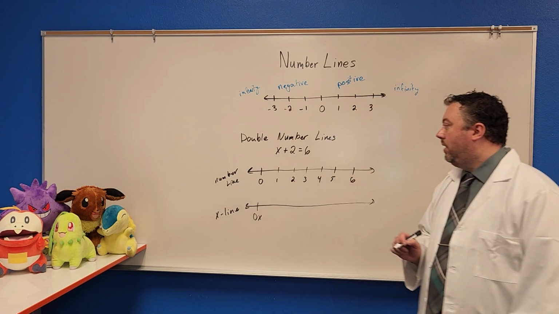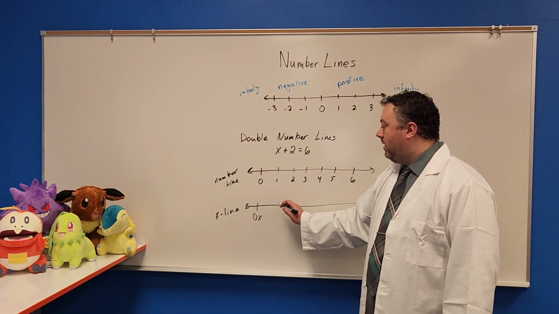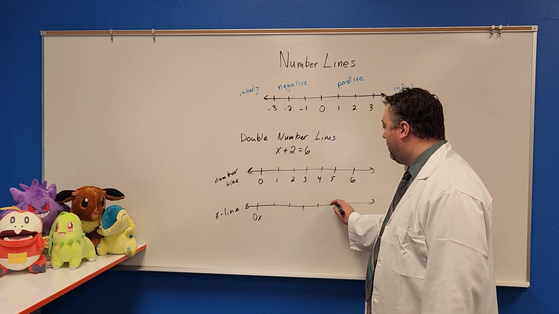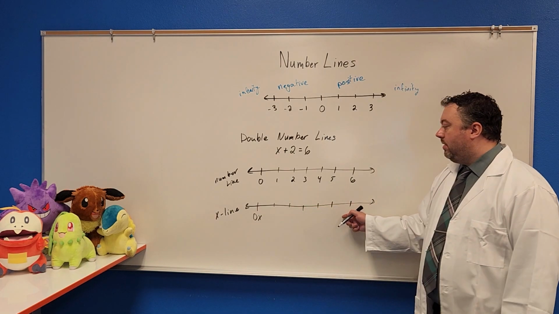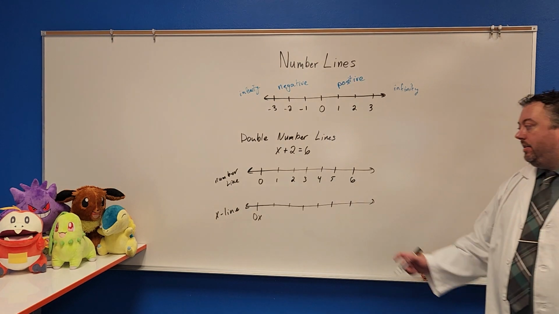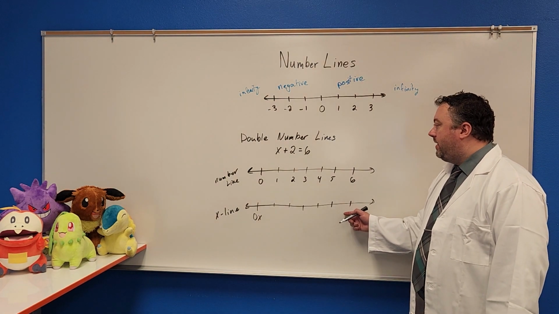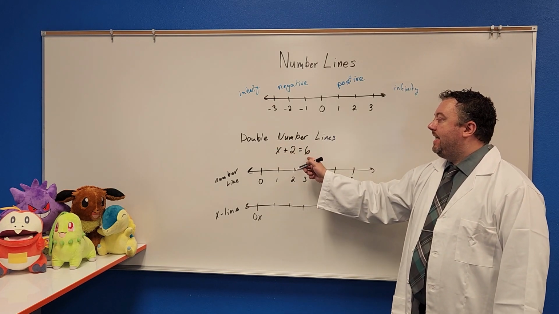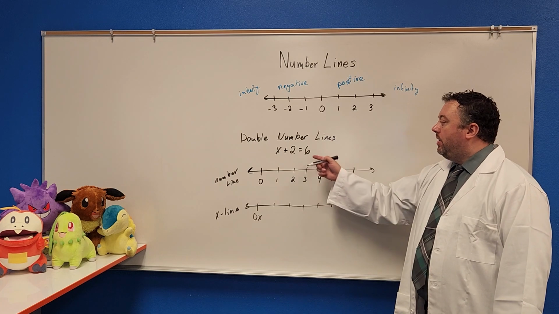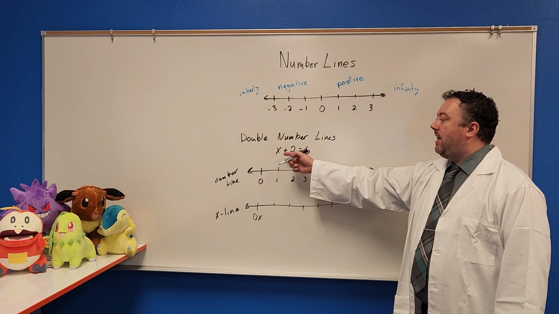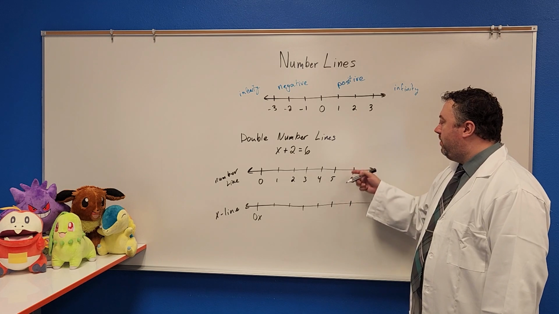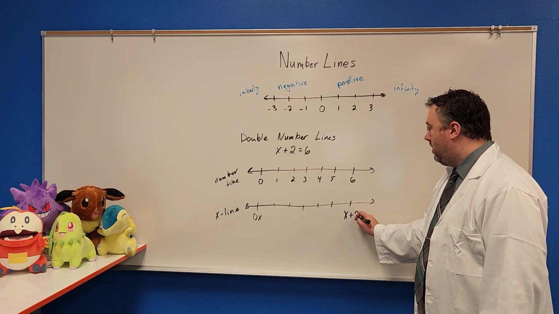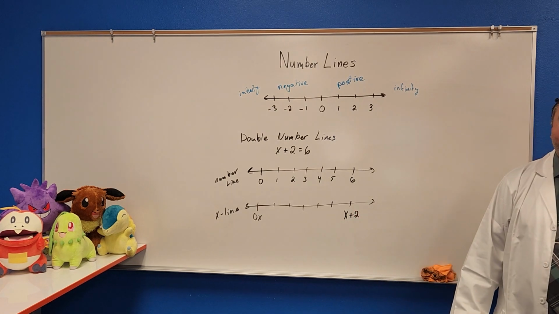And out here, I'll mark the same intervals, but here, this is not 6. What is it? Well, it is what 6 is equal to. So because our equation says that x plus 2 equals 6 at the same location as 6 on our number line, we have x plus 2.